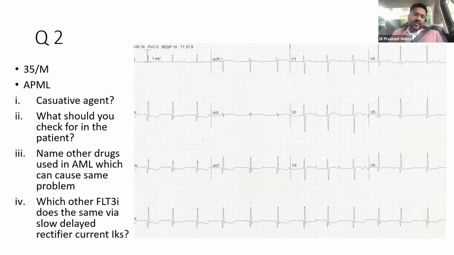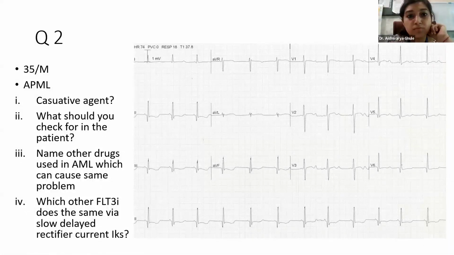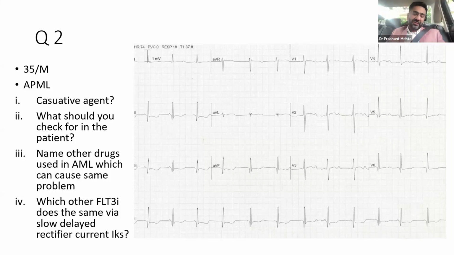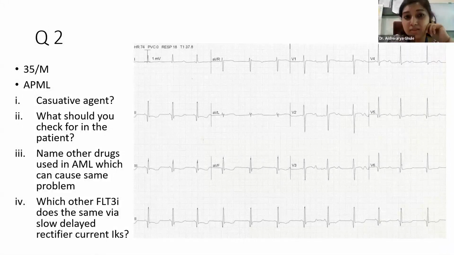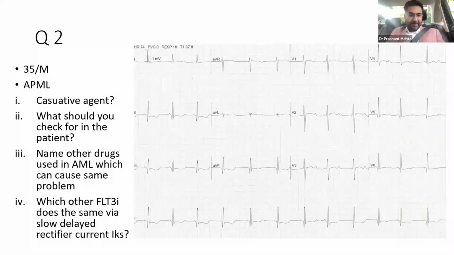Okay, so Dr. Aishwarya, the next question for you. Which other FLT3 inhibitor does the same via the slow delayed rectifier current? So all the FLT3 inhibitors actually manipulate the rapid delayed rectifier current, but there is one which doesn't, which actually works through the slow delayed rectifier current. That's why the QTc prolongation is unpredictable. And even the QTc prolongation cannot tell you what is the risk of arrhythmia or sudden cardiac event. What is that drug which is more dangerous in this regard? Midostaurin. Okay, let's move to the next slide. There'll be answers there.